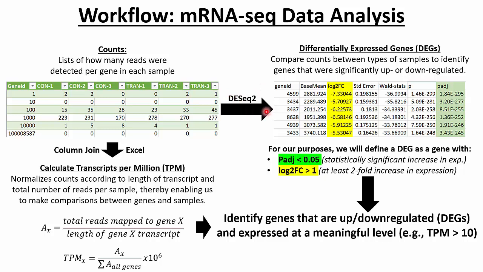Okay? The other thing we can do with these counts is we can also take these counts and calculate what's called a transcript per million value, or a TPM. And this is a very useful measurement because it takes these raw counts and normalizes them according to the length of the corresponding transcript and the total number of reads in the sample. And what that allows us to do is take these TPM values and compare them between genes and samples. That's something we cannot do with raw counts.